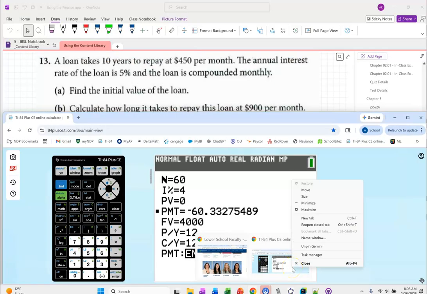A loan takes 10 years to repay at $450 a month. The annual interest rate for the loan is 5%, and the loan is compounded monthly. Find the initial value of the loan. The initial value of the loan is going to be how much you borrowed, right? So again, take a minute, see what you can do. I'll go key in the inputs and get the answer here in a second for you to check against.